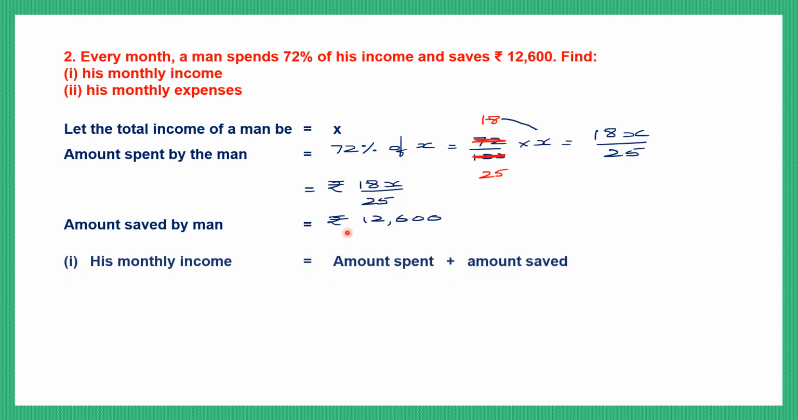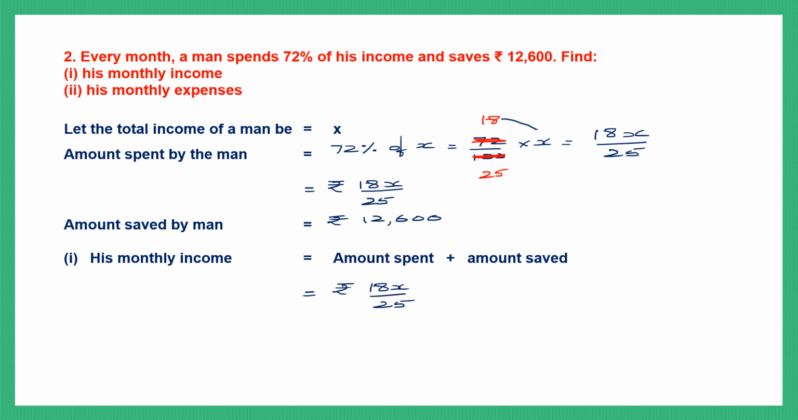So let's find his monthly income. That will be amount spent plus the amount saved. So what is the amount spent? We just found out rupees 18x by 25 is the amount he spent, plus the amount he saved is 12,600 rupees. Now in the beginning, we said that the income of the man, let it be X, isn't it? So that means his monthly income is X. So let's write X here and try to solve for X now.